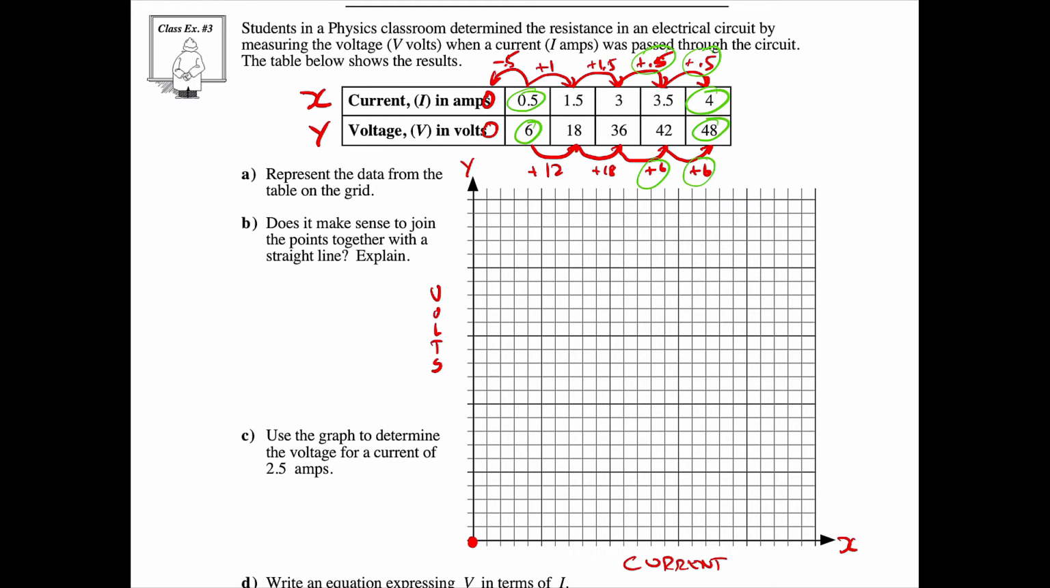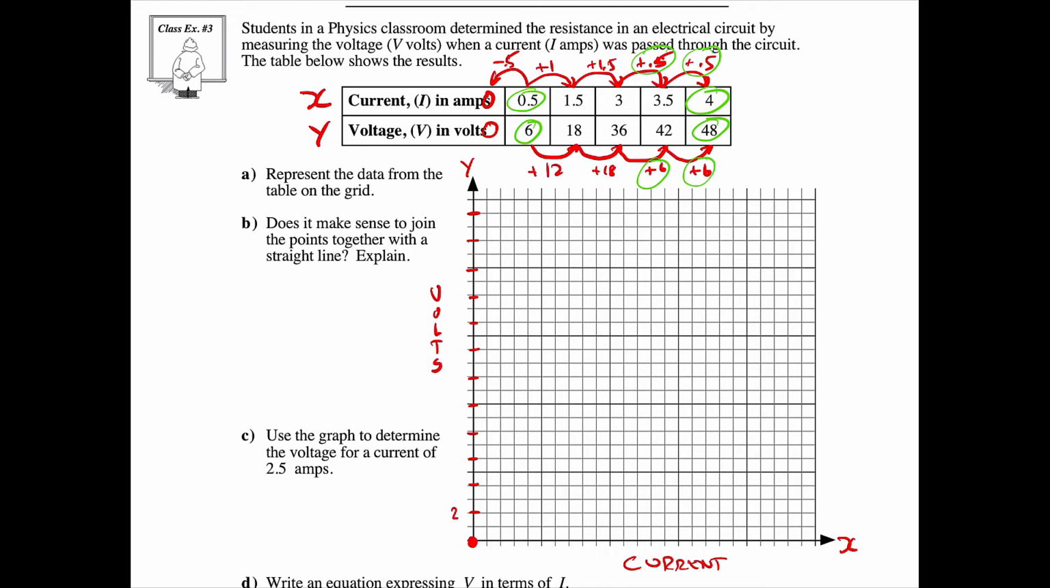And so going up and down in the Y, I need to get to 48. So I need to count how many little lines there are. So there's 2, 4, 6, 8, 10, 12, 14, 16, 18, 20, 22, 24 lines. So if I made each 2-line jump right there worth 2, then that would get me to 48.